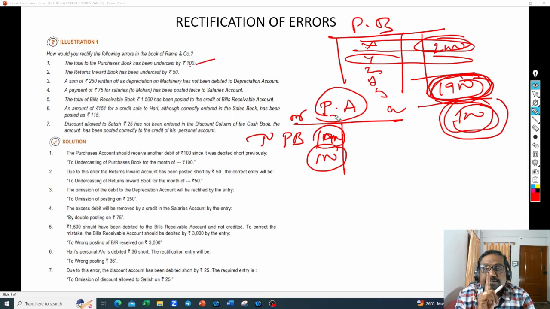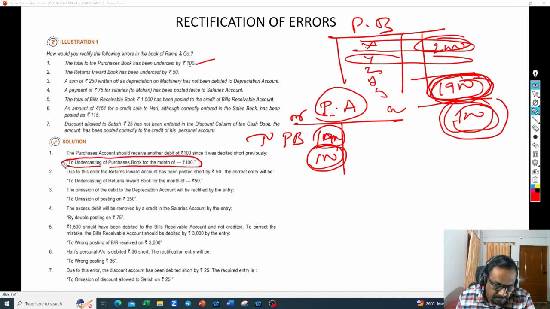That means only one leg is impacted. Only purchase account got impacted. Since only purchase account got impacted, you just need to put this undercasting in purchase account, right? So what did he mention here in the solution? To undercasting of purchase book for the month of so and so, 100 rupees. This is the point you need to write. That's all. Rectification is done. Where do you need to put this? On the debit side of the purchase account. You just need to write: to undercasting of purchase book for the month of so and so. 100 rupees is undercasting, so let us put 100 rupees. Are you clear?